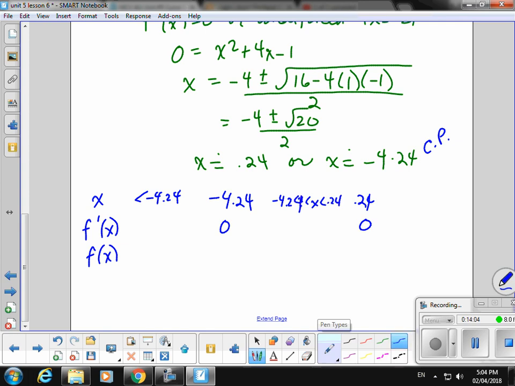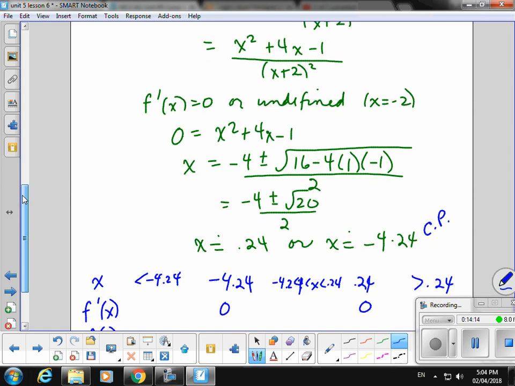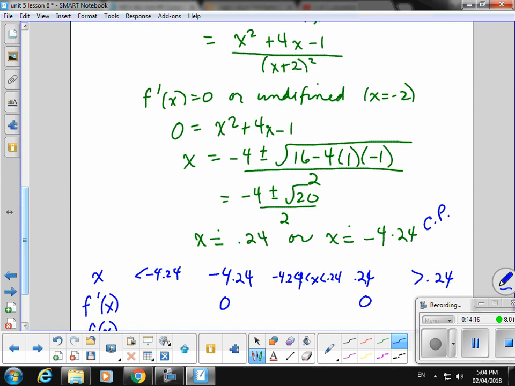At 0.24 and greater than 0.24. Okay, so I'm using my derivative. I just need to have it a little closer. There we are. I am putting values there, to the left and to the right. So I am going to put a value of -5 in there. So I get 25, subtract 20, subtract 1 is positive on the top, positive on the bottom.